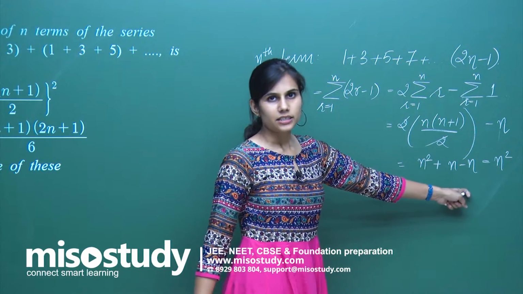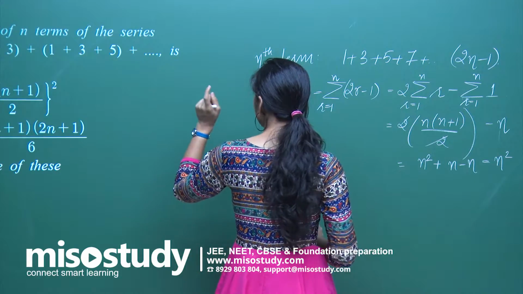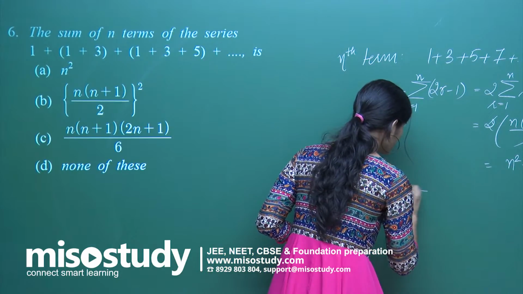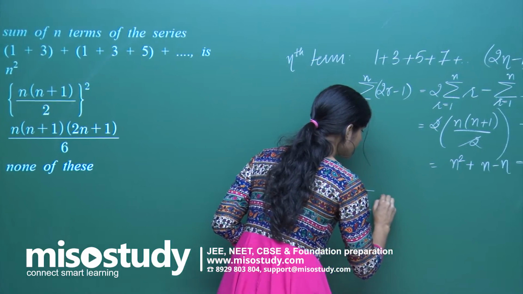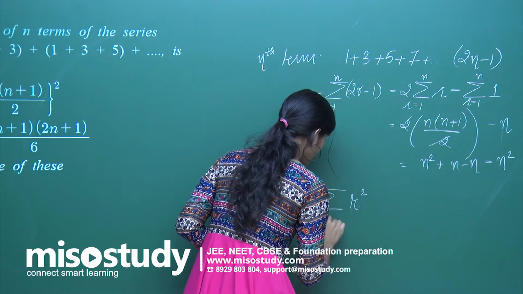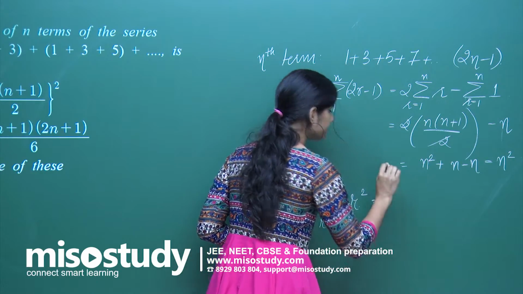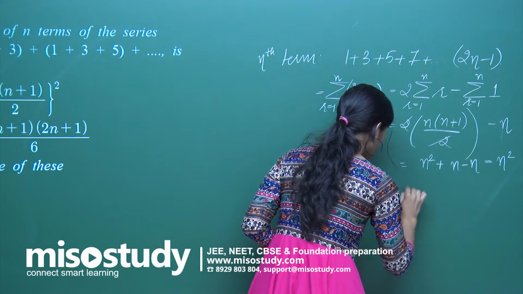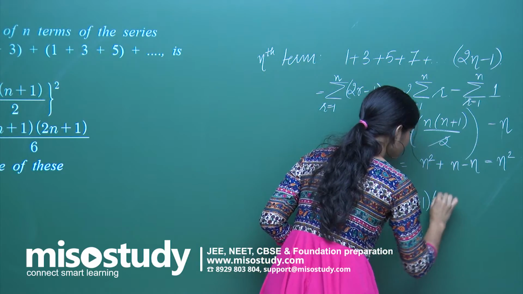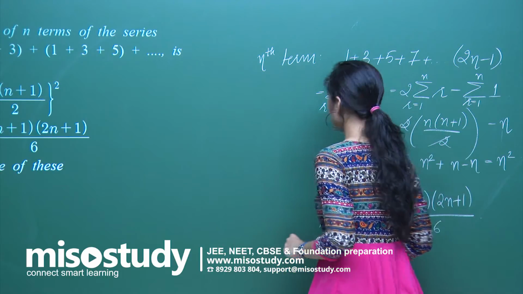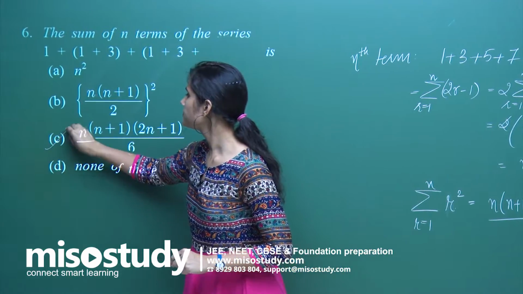This is the nth term. You need to add the nth term. Basically, you need to find the sum of first n terms of this series. So you basically need to find what? Summation r square, r going from 1 to n, right? Because that's what we've got. So it is n into (n plus 1) into (2n plus 1) by 6, and that is your answer.